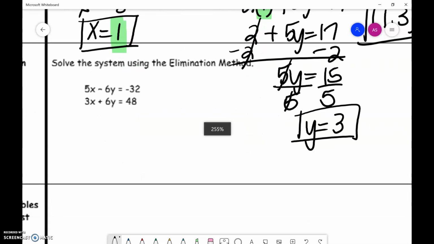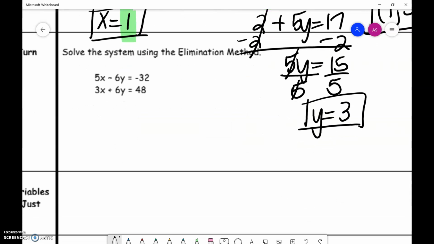All right, so let's look at this next one. Again, you get to decide which variable is easier for you to eliminate. I'm going to choose y because you see you have this 6y and negative 6y. So let's go ahead and combine these. I'm going to have 5x plus 3x, that's going to give me 8x. And then these are going to cancel out because I have negative 6y plus 6y. So that's 0, so that's gone.